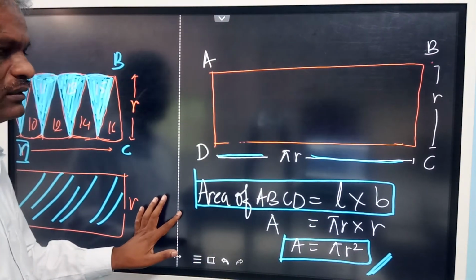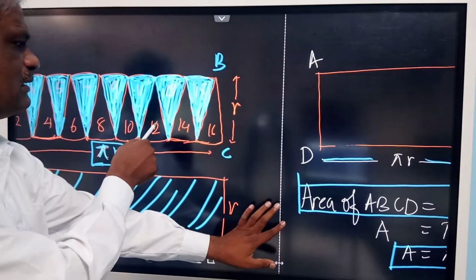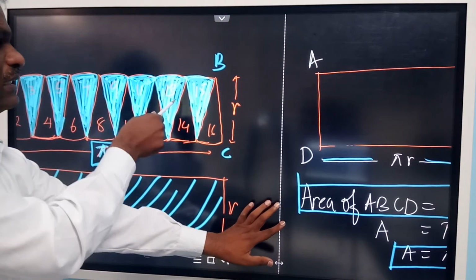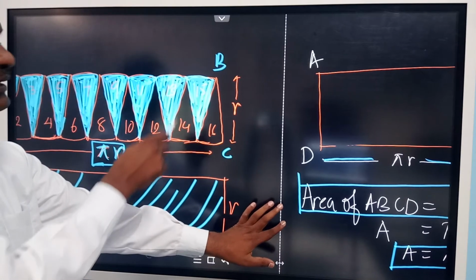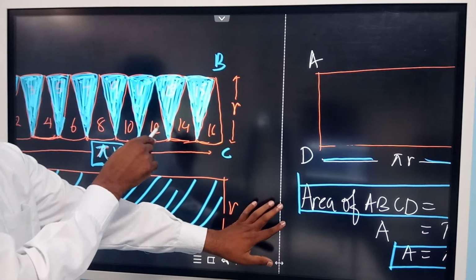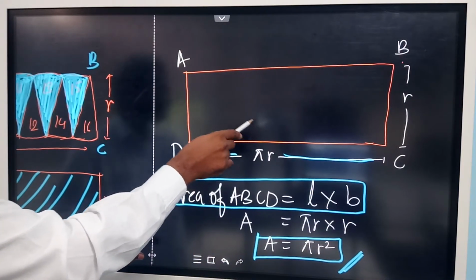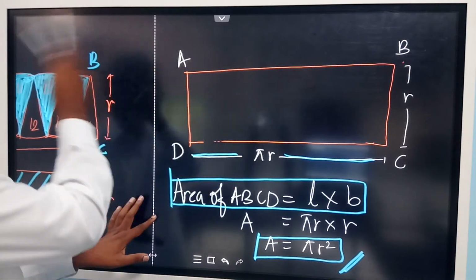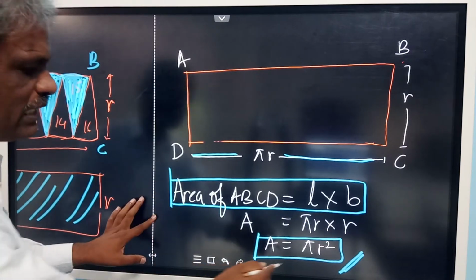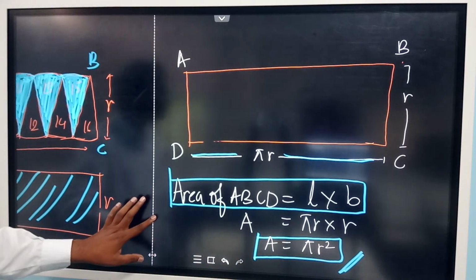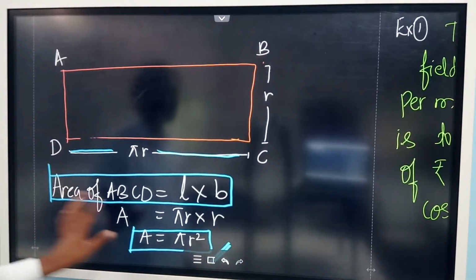Area of the circle. Okay, so this is the same circle, we have cut it into smaller sectors and arranged it like this. So if you cut it into an infinite number of parts, it becomes an almost rectangle. So this area and that circle area are the same. Therefore, the area of a circle is pi r square. This is the formula to find the area of the circle.